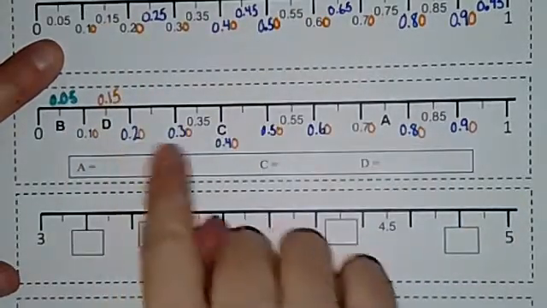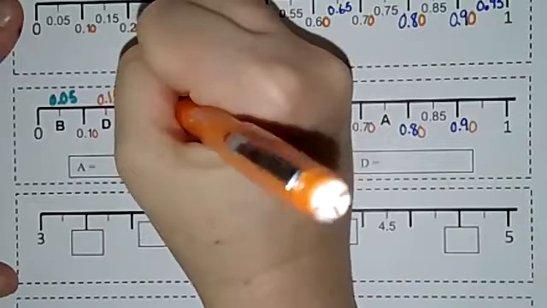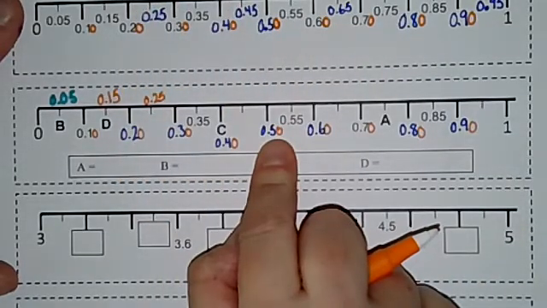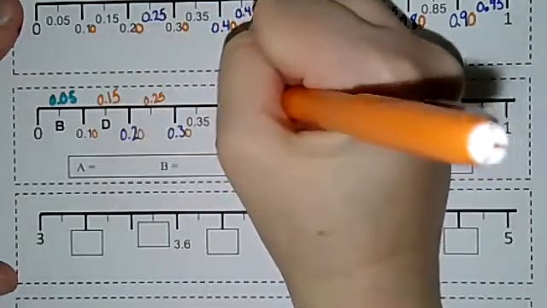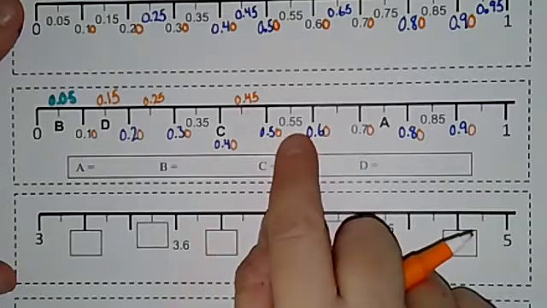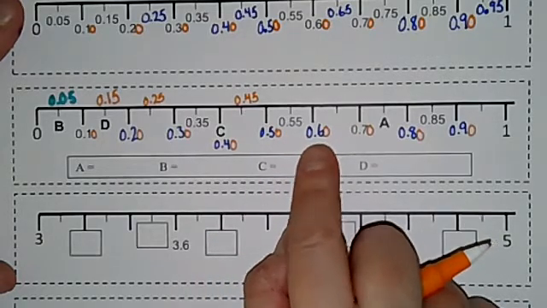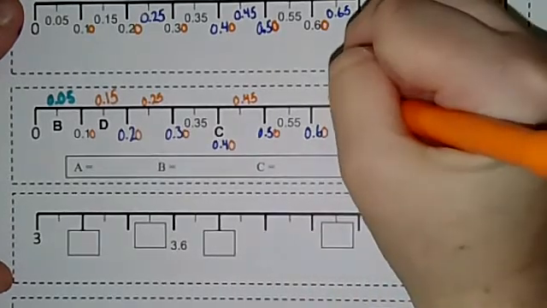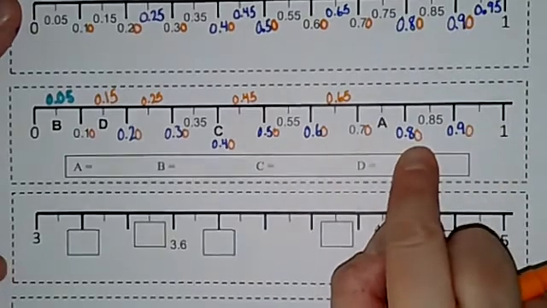Abby, what's between 20 hundredths and 30 hundredths? Very good. Ariana, what's between 40 hundredths and 50 hundredths? Very good. I'm going to write it right up here. Ava, what's between 50 and 60 hundredths? Very good. Nash, what's between 60 hundredths and 70 hundredths? Very good, Nash.